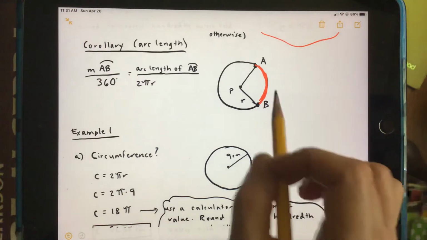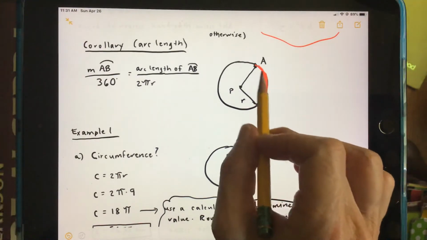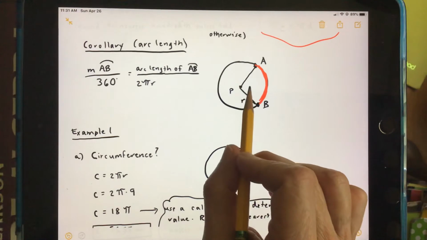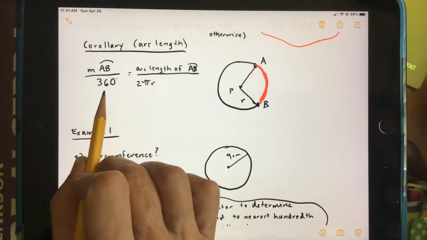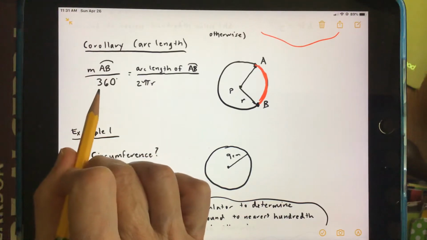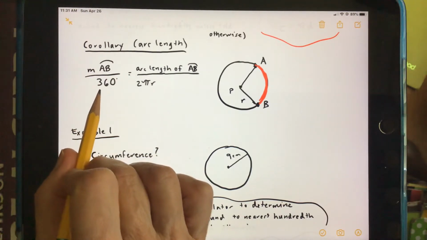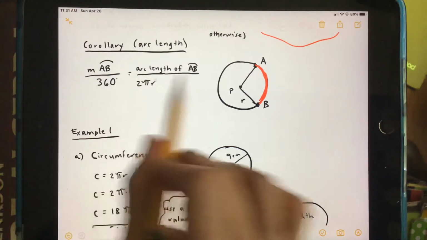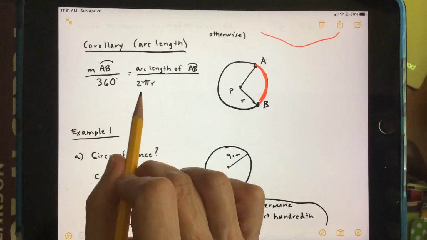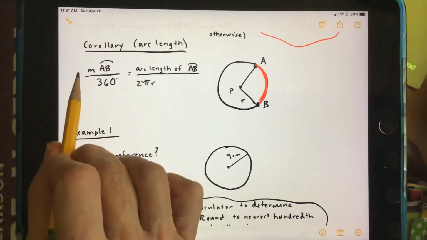So if we wanted to find out how long it is from A to B, how long a piece of string would we need to get from A to B, what we will do is we'll find the measurement of arc AB, that would be whatever the central angle is here, and compare that to 360. So the number of degrees of arc AB to 360, a full circle number of degrees, that will be equal to the arc length of AB, this length here, the red piece, to the circumference of the circle, 2 pi r. So we're comparing the part to the whole.